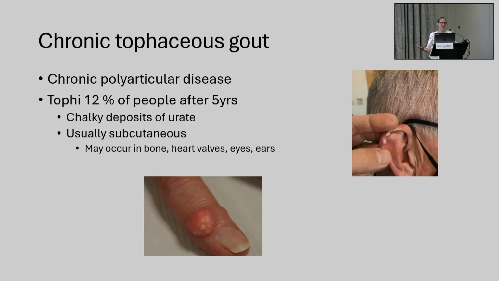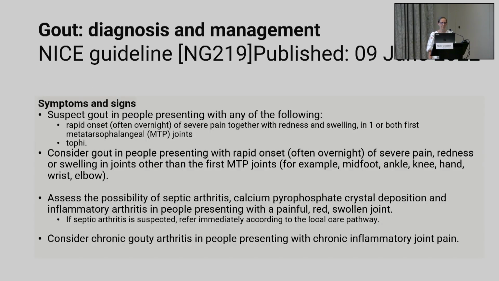And then late stages of gout, you've got your chronic tophaceous gout, this checking the ears, like we were always taught at university, to look for these chalky deposits of urate. They're usually subcutaneous, they're usually at extremities, so cold may induce attacks of gout and urate deposition. But they may occur anywhere, and they're seen in heart valves, eyes, ears, even within the spine.